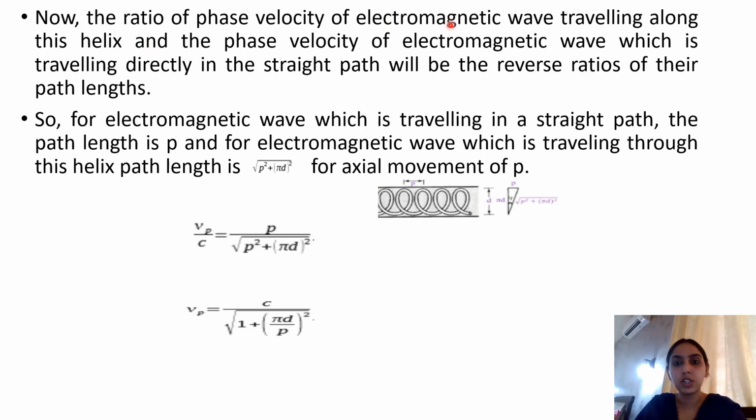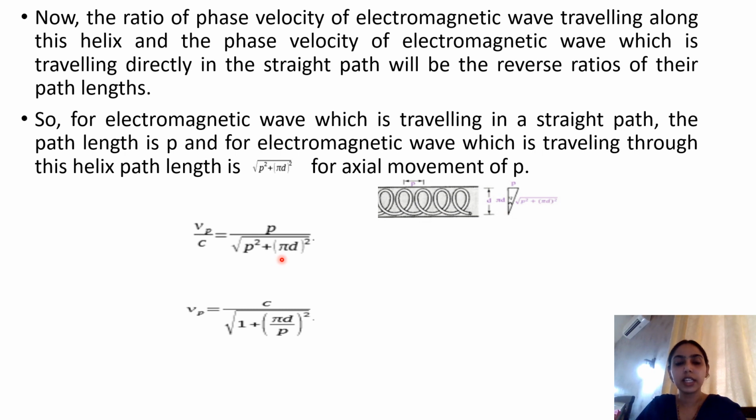Now the ratio of the phase velocity for an EM wave traveling along the helix and the phase velocity of an EM wave traveling directly in a straight path will be the reverse ratio of their path lengths. For an electromagnetic wave traveling in a straight path, the path length will be p. For an electromagnetic wave traveling along the helical path, the path length is given by the Pythagoras theorem, that is root of p square plus (pi d) square, for an axial movement of p. So the ratio Vp by c can be expressed as p by root of p square plus (pi d) square.